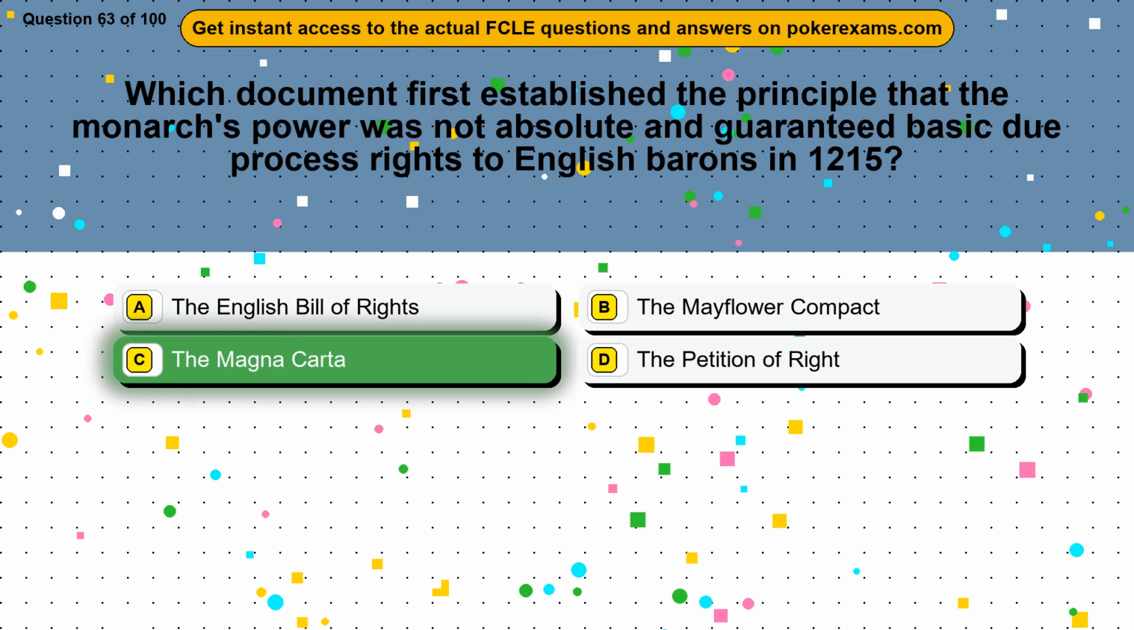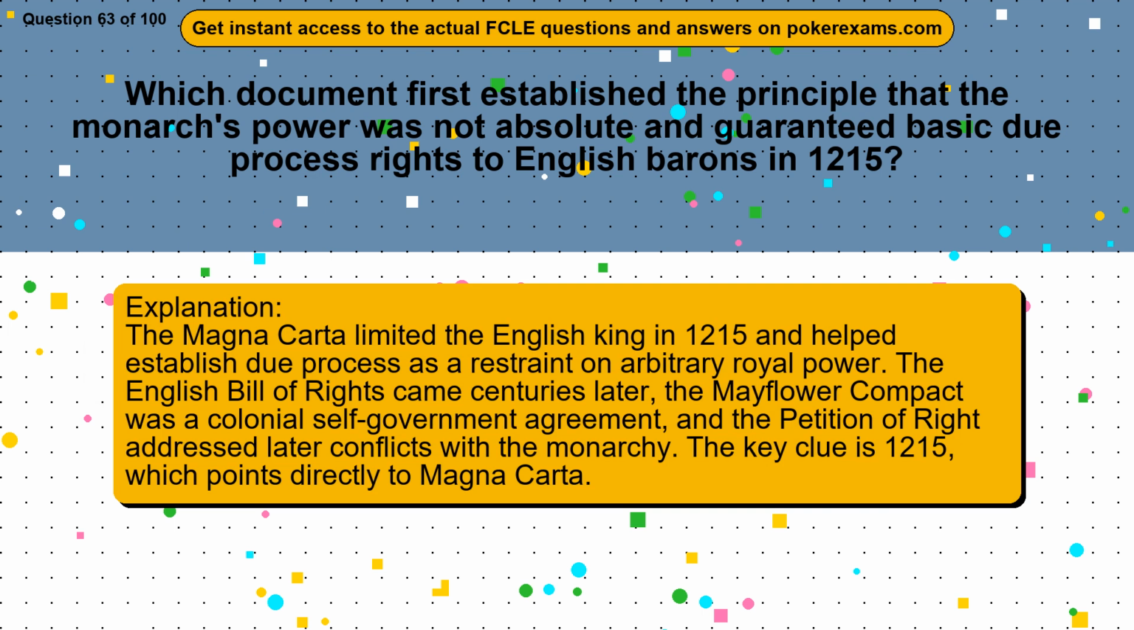The correct answer is option C, the Magna Carta. The Magna Carta limited the English king in 1215 and helped establish due process as a restraint on arbitrary royal power. The English Bill of Rights came centuries later. The Mayflower Compact was a colonial self-government agreement, and the Petition of Right addressed later conflicts with the monarchy. The key clue is 1215, which points directly to Magna Carta.